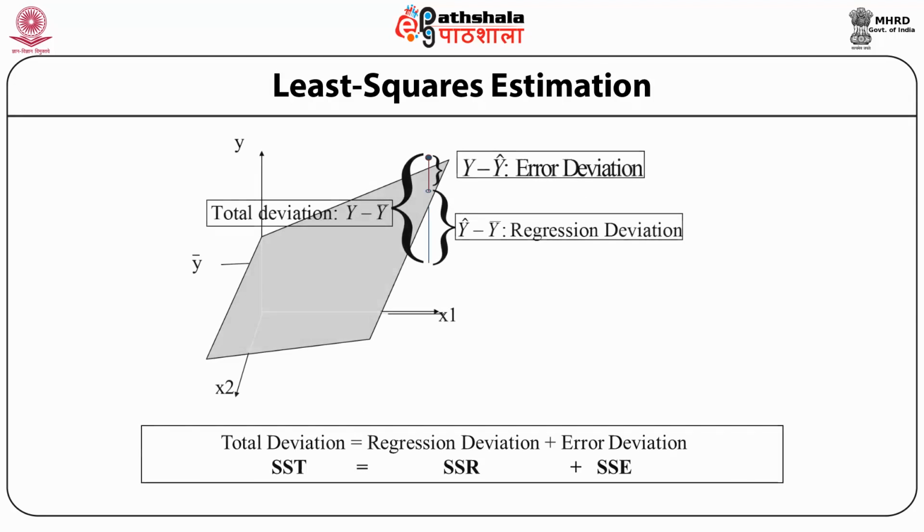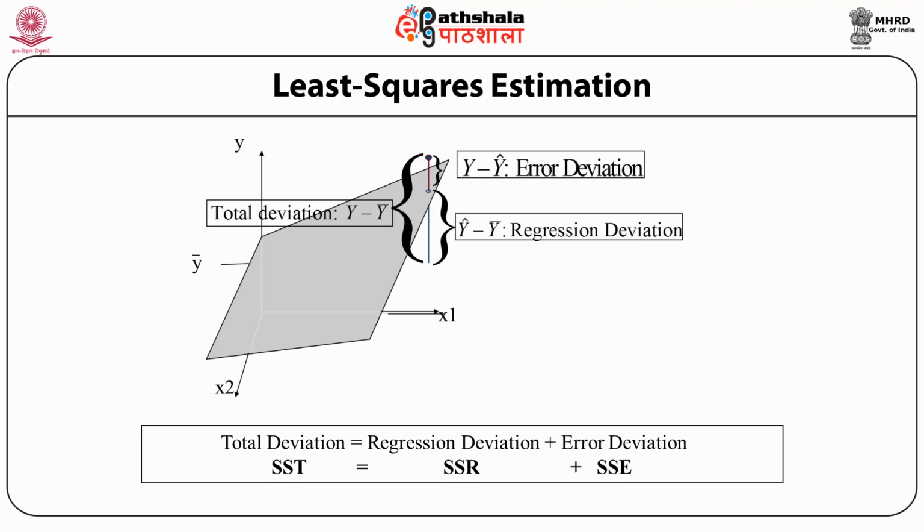Here this graph gives a very good estimation of the different types of errors. So here y is the actual value of the variable, y bar is the mean value and y cap is the estimated value. So here the error deviation is y minus y cap, the actual value of the dependent variable minus the estimated value of the dependent variable.